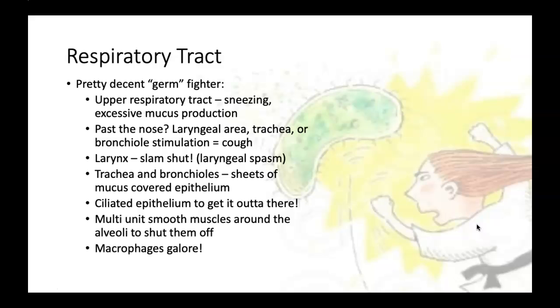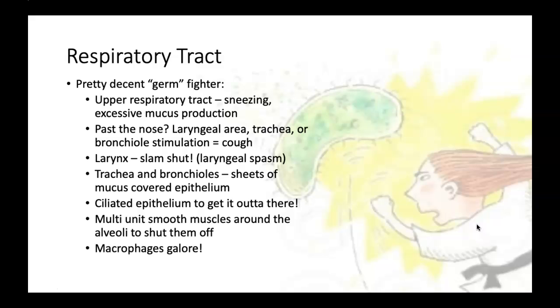When we're looking past the nose, the laryngeal area, the trachea, or the bronchial stimulation, if any of those occur, then of course they're going to initiate a cough reflex. Also, we have this option with the larynx to simply slam shut, which is a great evolutionary protective feature when it's used appropriately. However, sometimes, of course, that can be an inappropriate reaction, a laryngeal spasm.